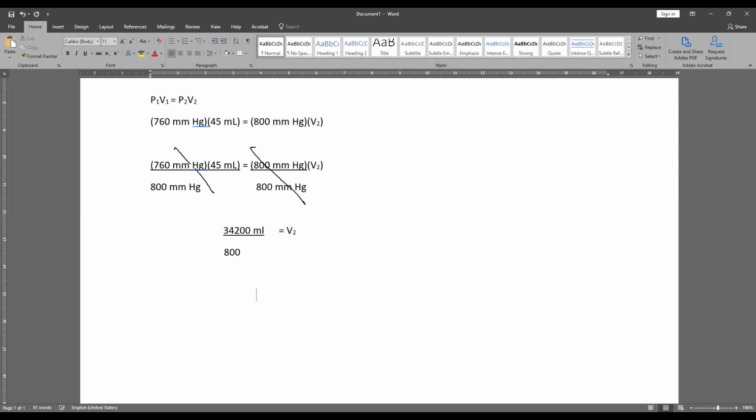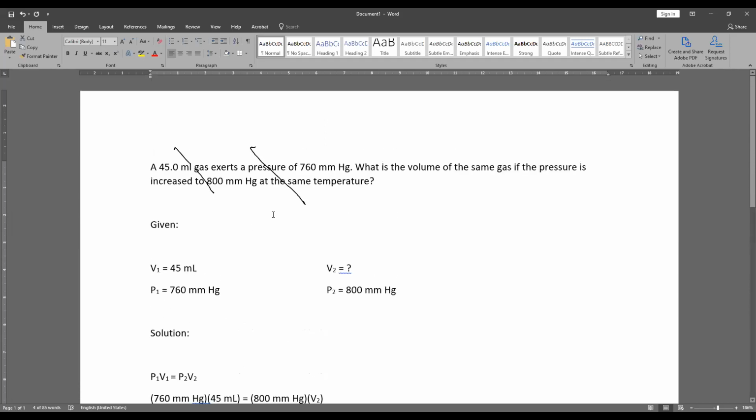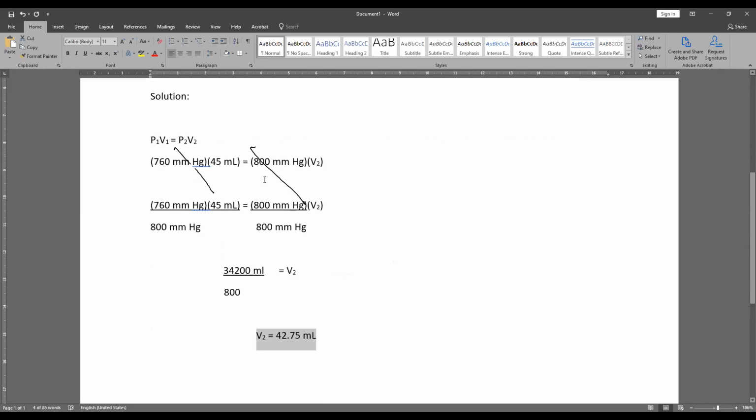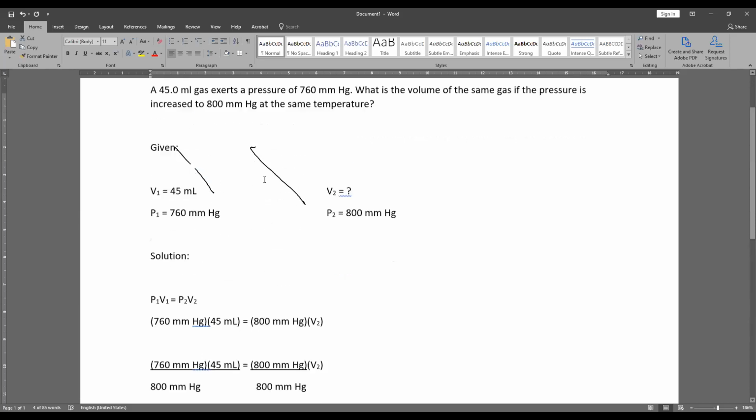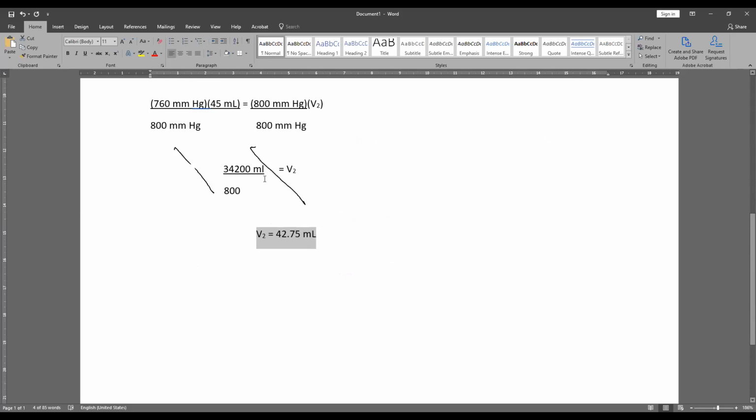The value of your V2 is equal to 42.75 ml. This is now the answer to the question: what is the volume of gas if the pressure is increased to 800 millimeters of mercury at the same temperature? So the final volume of gas is 42.75 ml.